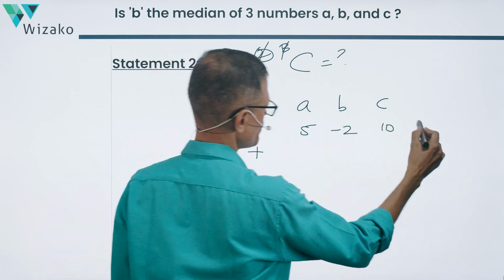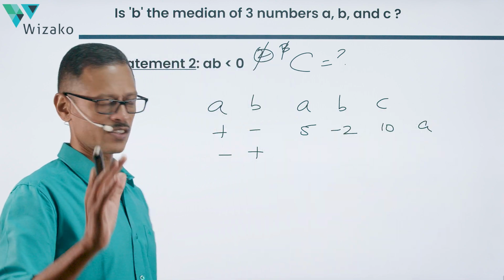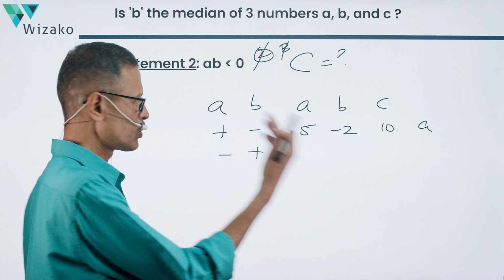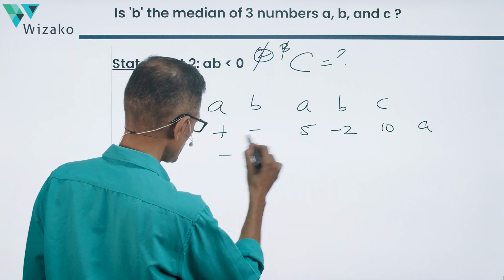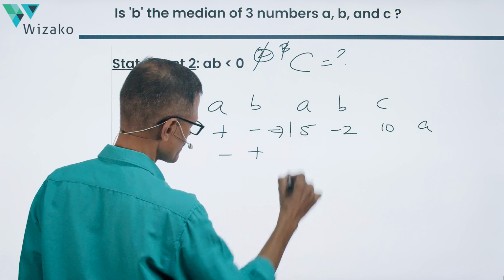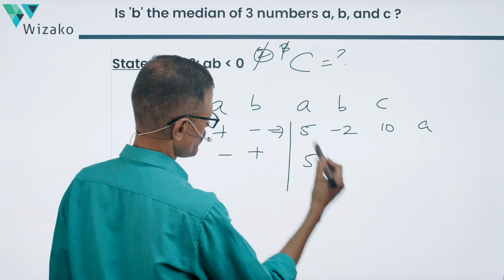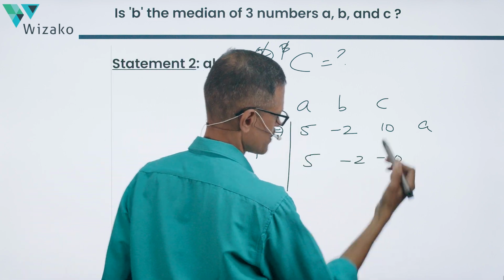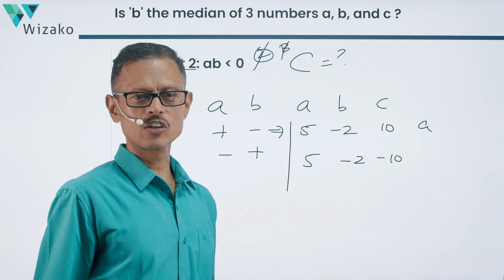So in this case, the median is A. Is B the median? The answer is no. We'll look for a scenario where B could be the median. So in this, I'm just going with this scenario where A is positive and B is negative. This part I'm taking one more example. I'll go with a 5, a minus 2 and a minus 10. This is what ABC is all about.